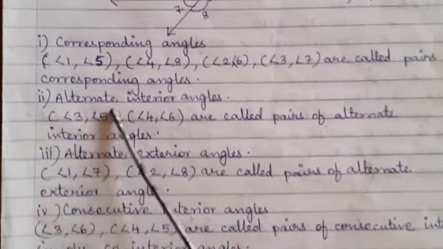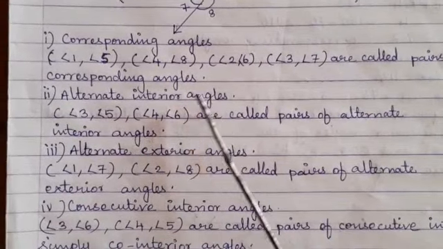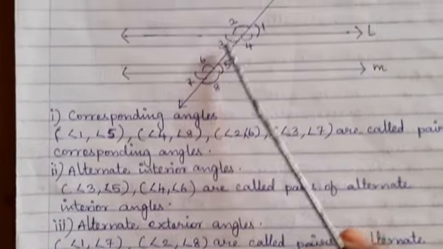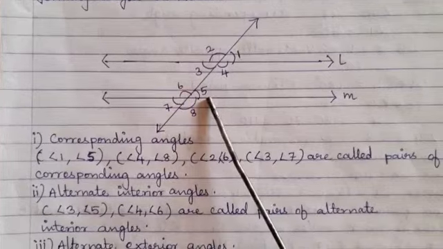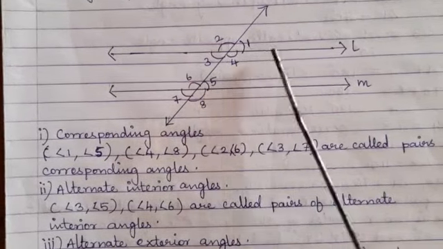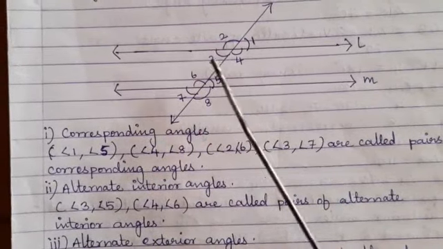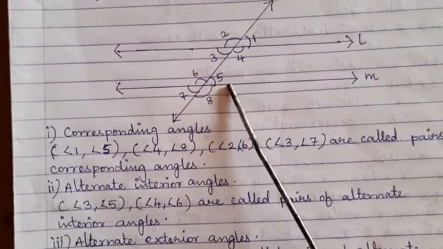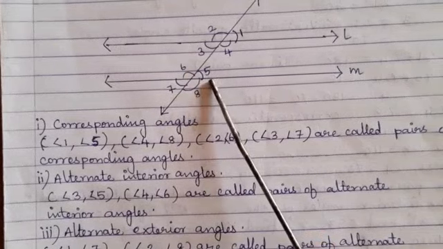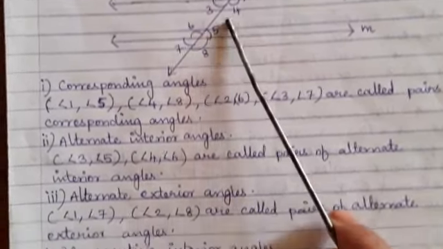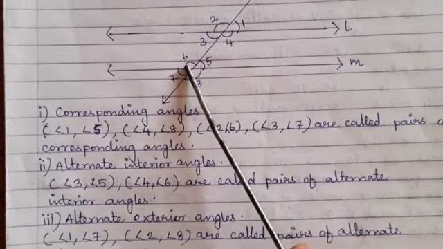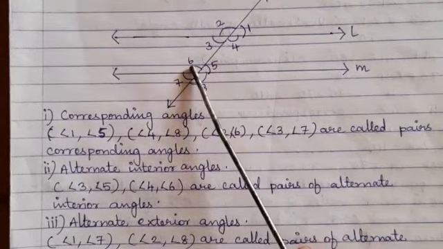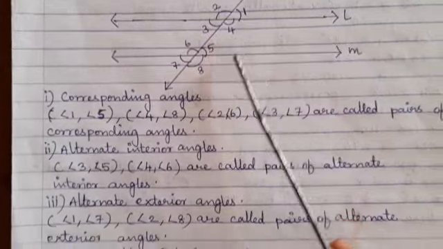Number 2, alternate interior angles. Interior, you know, means inside. Alternate means opposite. Interior, that is inside the parallel lines. Opposite, that is, angle 3 and angle 5 are opposite to each other. So they are known as alternate interior angles. In the same way, angle 4 and angle 6 are opposite to each other inside the parallel lines. They are known as alternate interior angles.